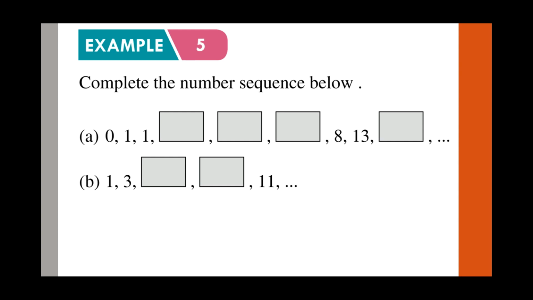Now, look at example 5. Complete the number sequence below. So this one you have to observe yourself. 0, 1, 1. When it comes to 0, 1, 1, you have to come to your mind already. What is this list? 0, 1, 1. Fibonacci numbers. Very good. Remember, when it comes to 0, 1, 1, you relate it to Fibonacci numbers right away.